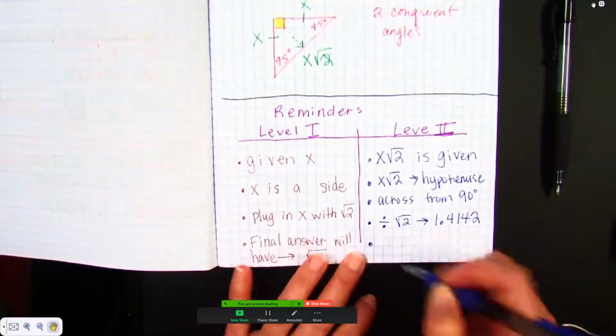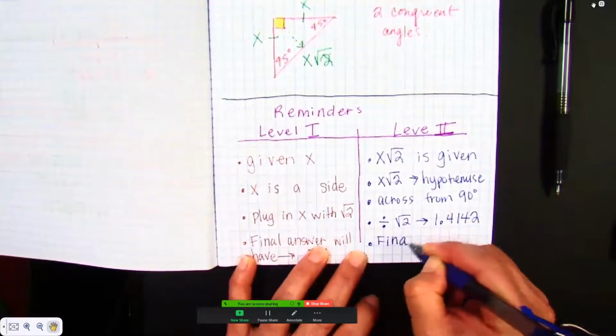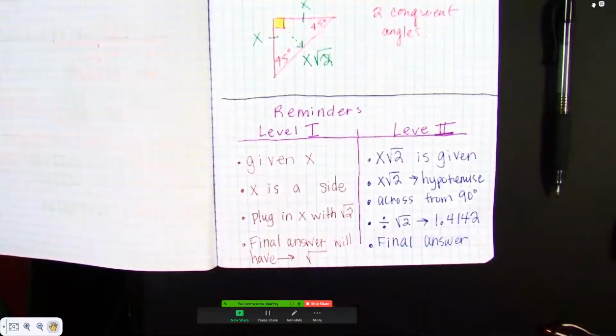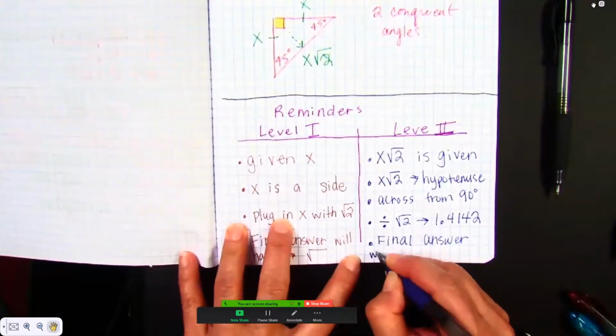And then your final answer will be rounded. You are not going to have a square root symbol. Your final answer will have a decimal.